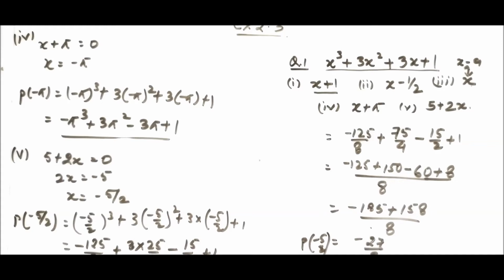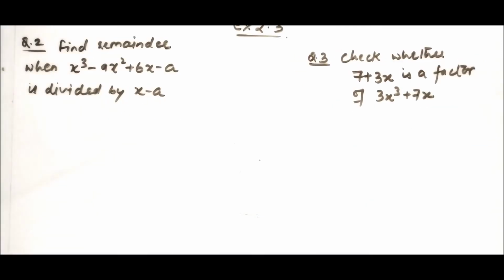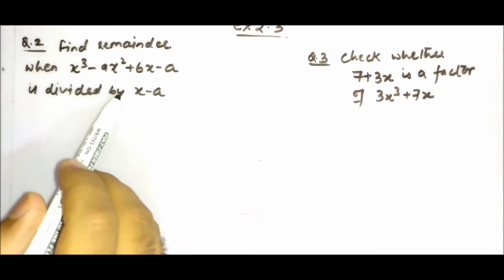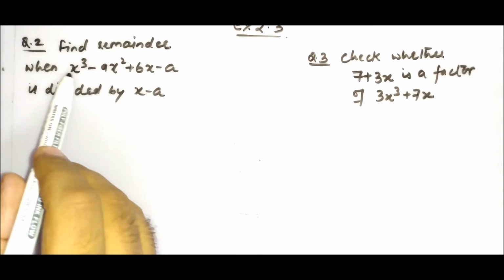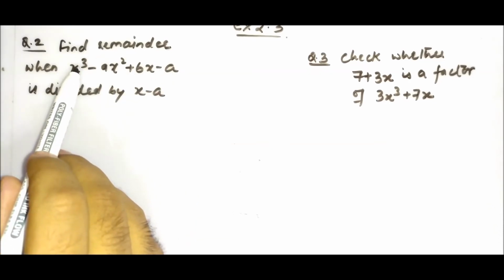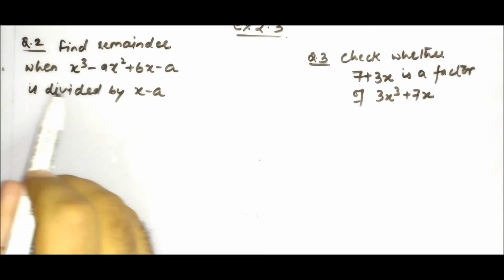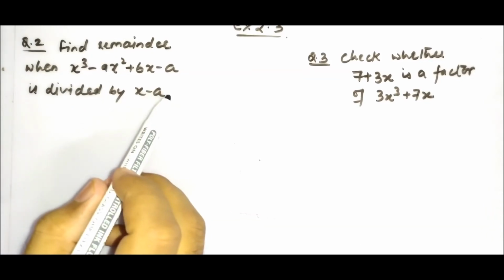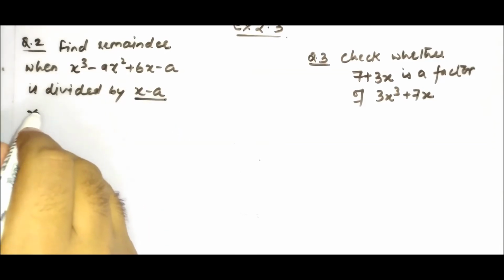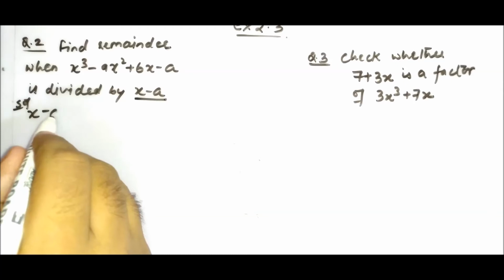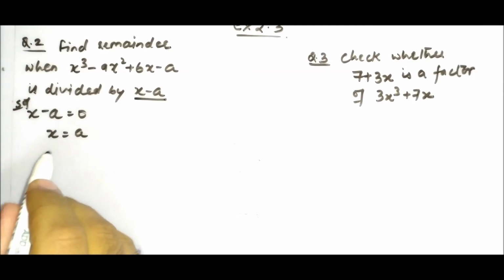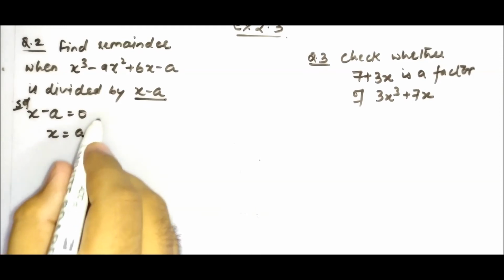Let us move to the second question. Question number 2 is, you need to find the remainder when this polynomial is divided by x minus a. Again, here we have a polynomial whose degree is greater than or equal to 1. We know the degree is 3 here, so it is greater than or equal to 1, and it is divided by a linear polynomial x minus a. So the remainder is what? P of a. We will compare this linear polynomial x minus a to 0, so we will get x is equal to a. Now we will put this value of x as a in this polynomial.